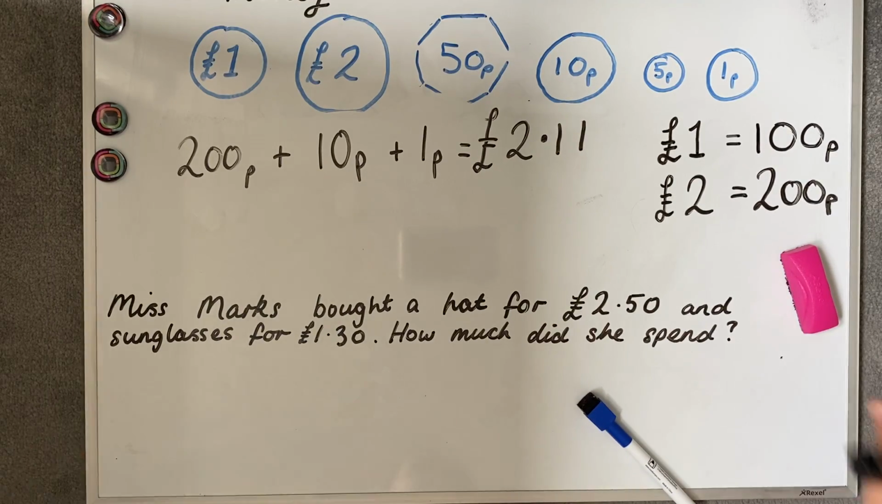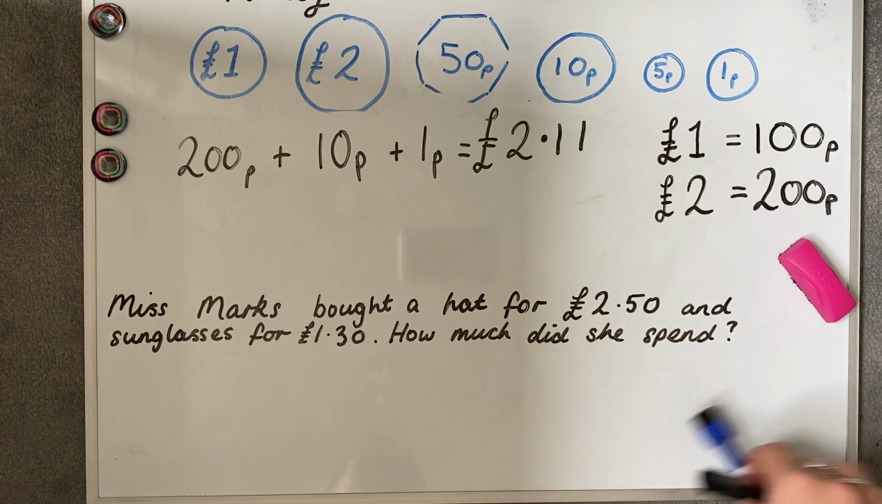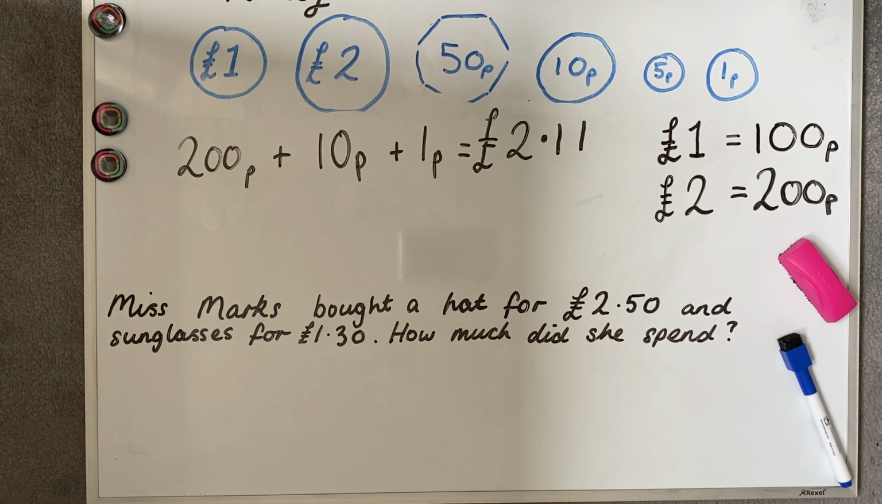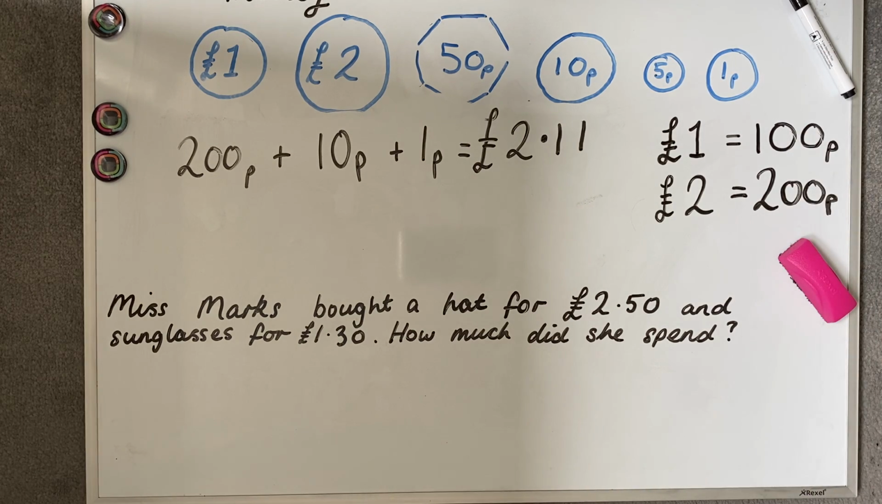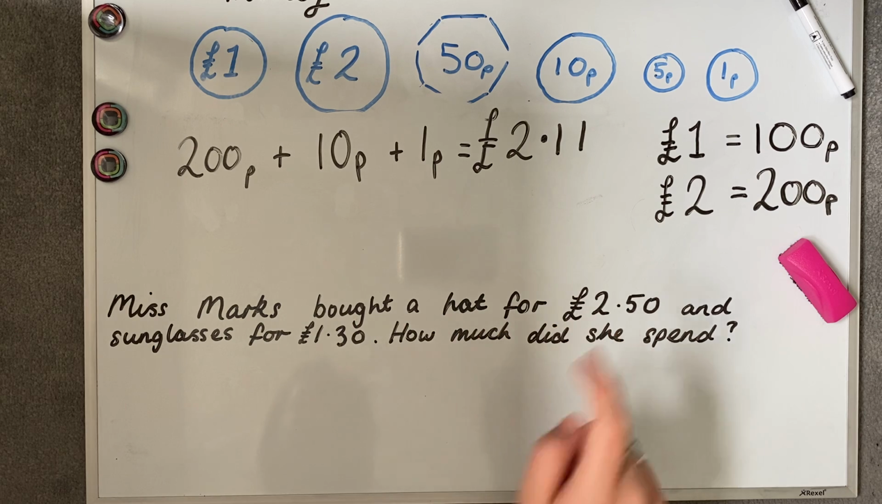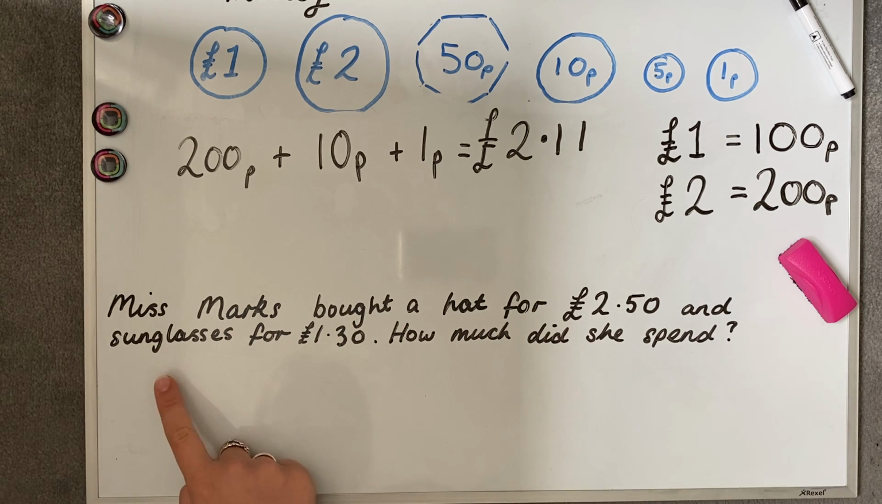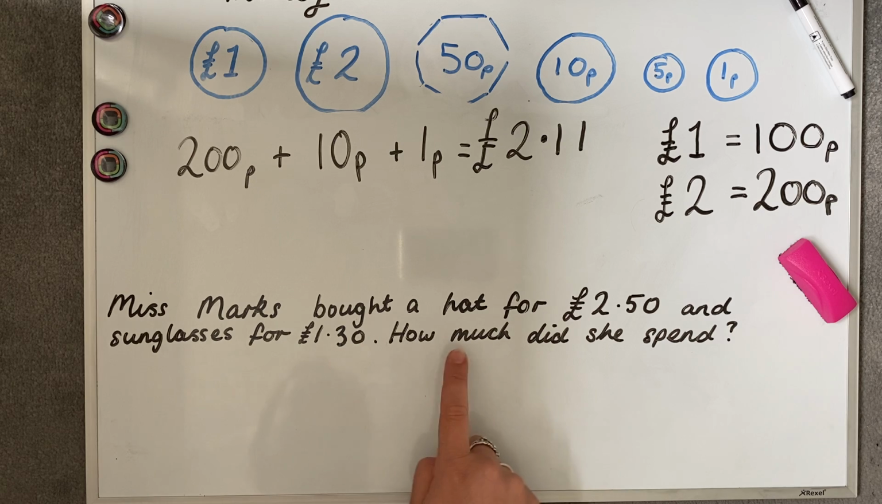Right, so that's the sort of thing that you need to do when you're adding together coins. But in this question, we've just got amounts, so we're not using our coins anymore. We're using amounts of money. This question says, Miss Marks bought a hat for £2.50 and sunglasses for £1.30. How much did she spend? So how much did Miss Marks spend?